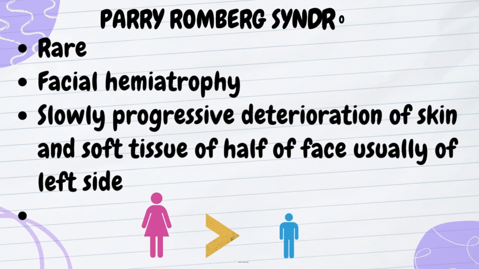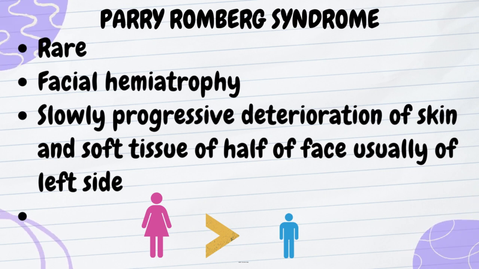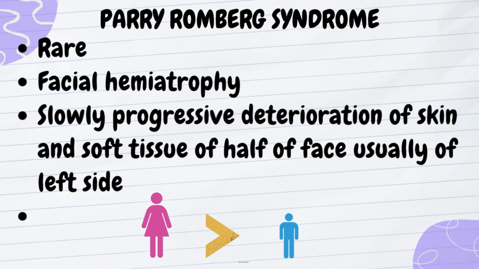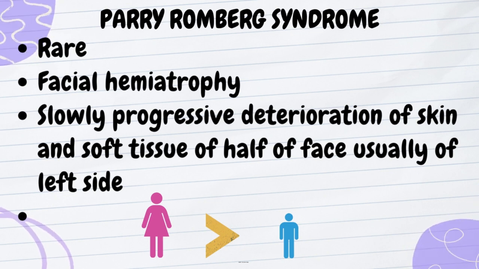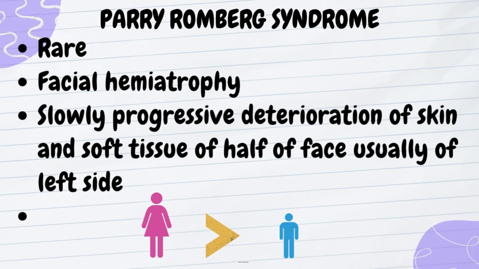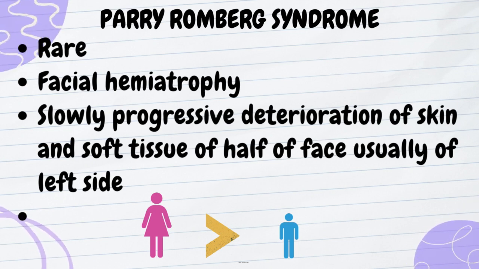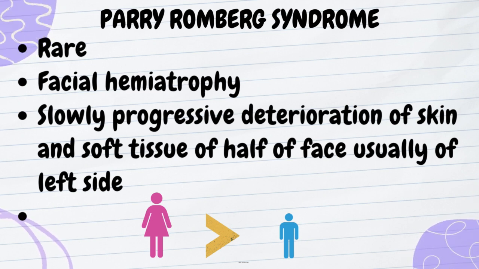Now this is about Parry-Romberg syndrome. It is a rare syndrome. It also has facial hemiatrophy. It has a slowly progressive deterioration of skin, soft tissue, and half of the face, and it is usually on the left side. So remember this. And females are greatly affected as compared to men.